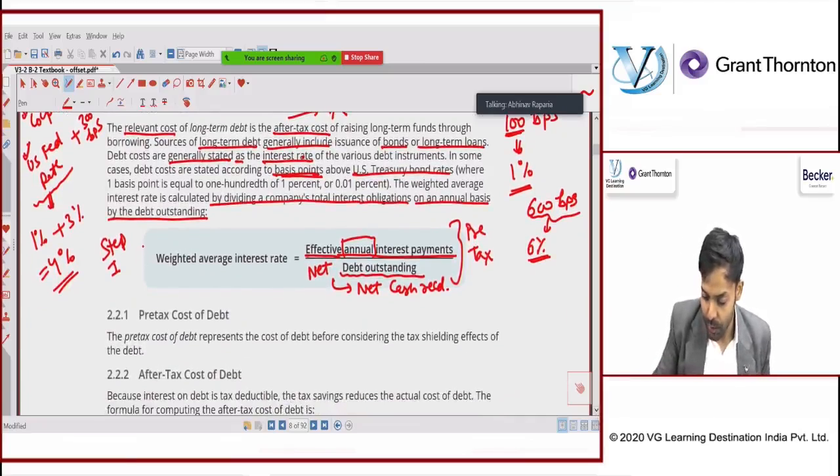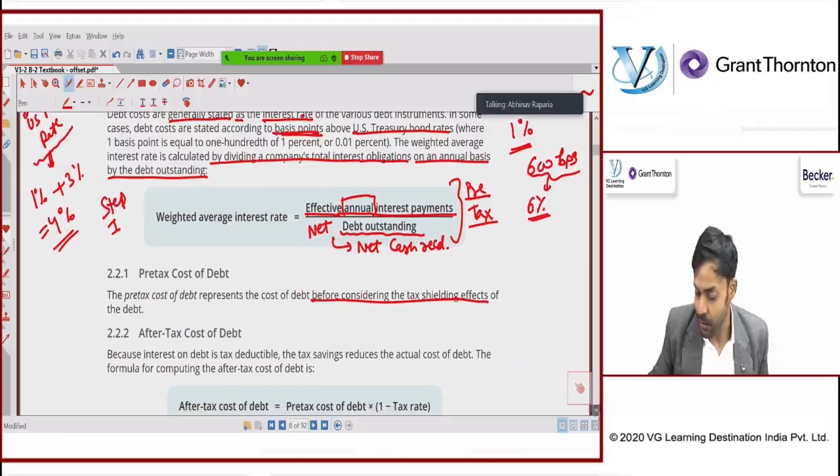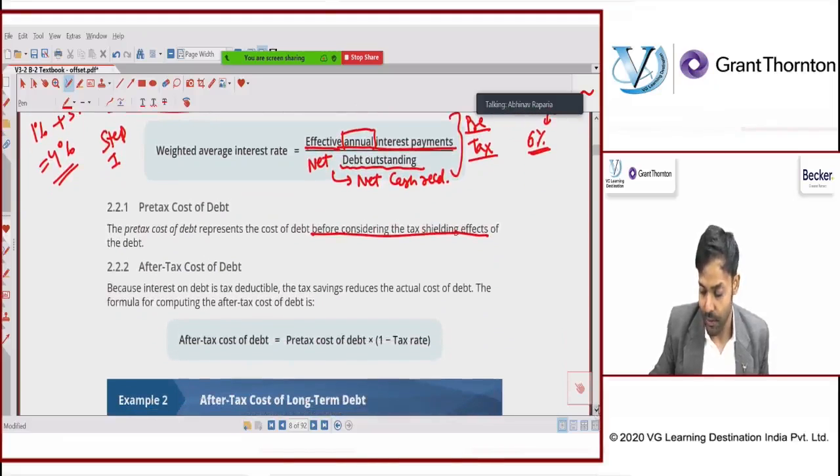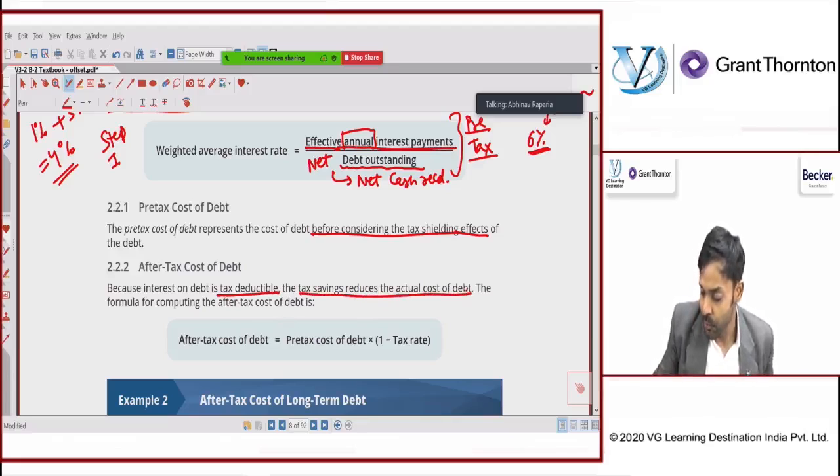So this is what you have got, the pre-tax. Pre-tax cost of debt represents the cost of debt before considering the tax shield effects, right? Once you consider the tax effect, it is called the after-tax cost of debt, because interest is tax deductible. We have done that because it is getting deducted over the PAT. The tax savings reduce the actual cost of the debt, right?